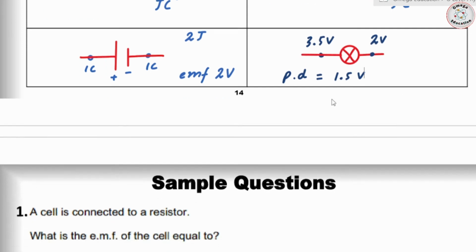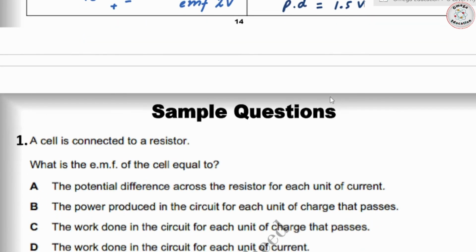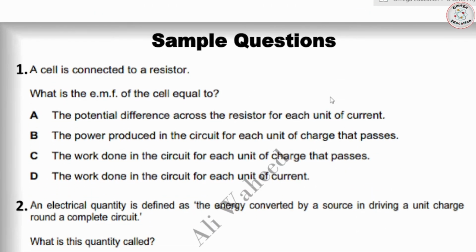All right, moving on to some of these sample questions. Here we have the first one. A cell is connected to a resistor. What is the EMF of the cell equal to? Now, EMF is not the power. We did not define it in terms of power. Potential difference across the resistor? Nope, we did not define EMF in those words.